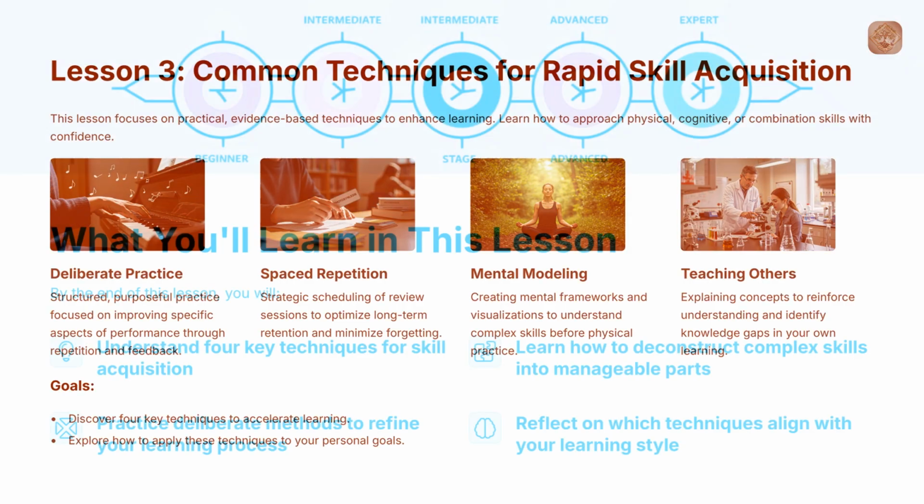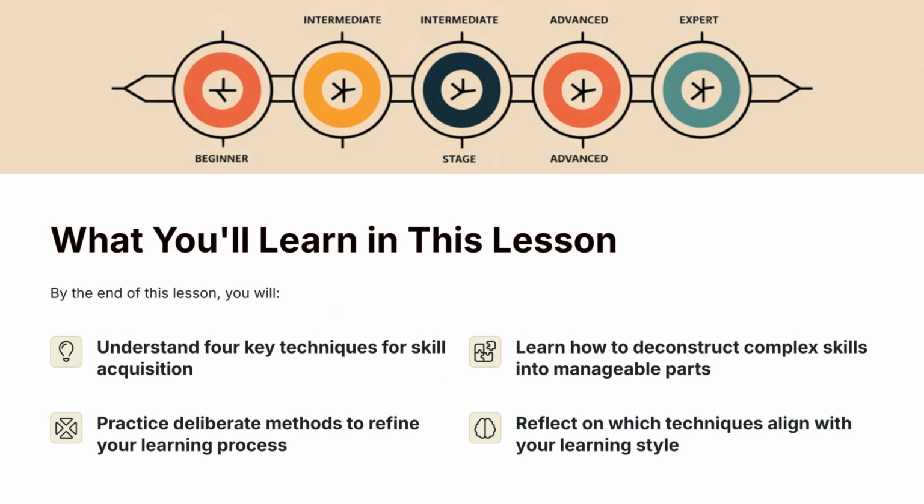Let's get started. By the end of this lesson, you'll be able to use 4 proven techniques to enhance your learning process: skill deconstruction, deliberate practice, active recall with spaced repetition, and the Feynman Technique. For example, if you're learning public speaking, you'll know how to break it into manageable sub-skills, practice intentionally, and reinforce your learning over time. These strategies will help you identify what works best for your unique learning style.